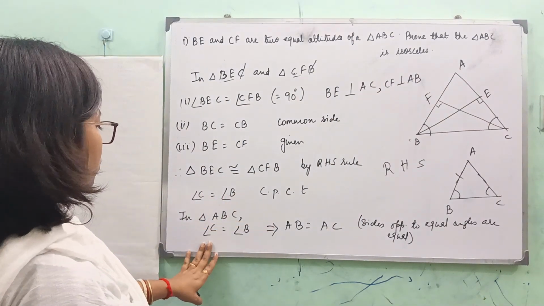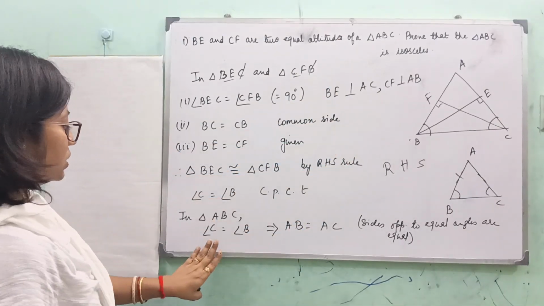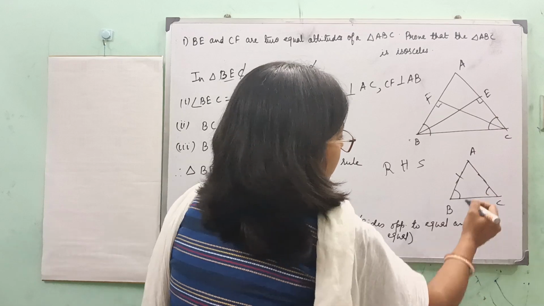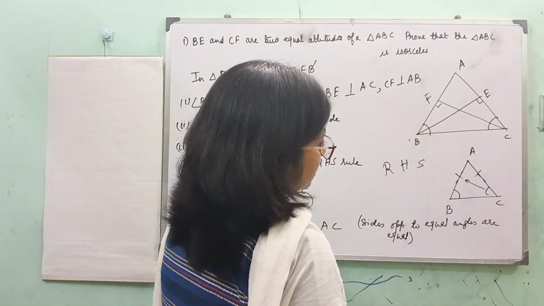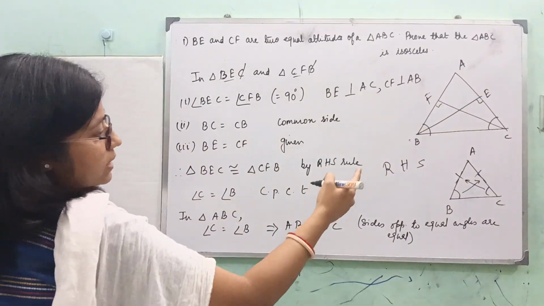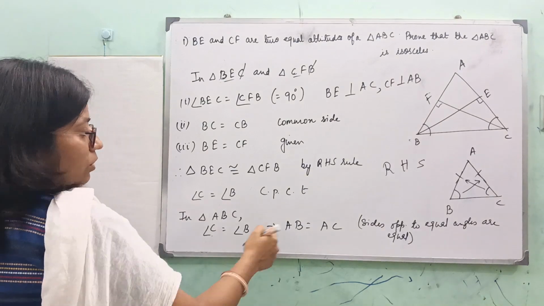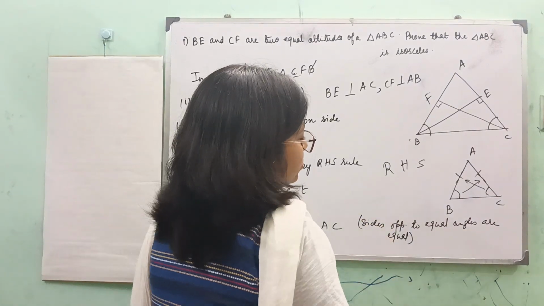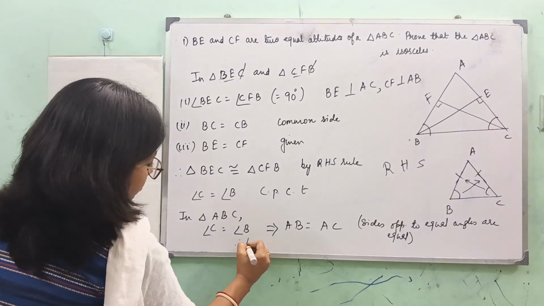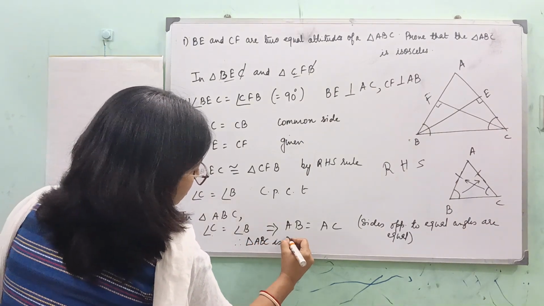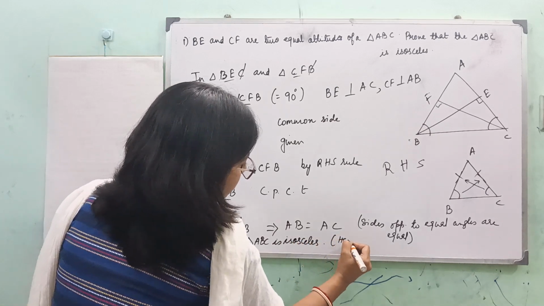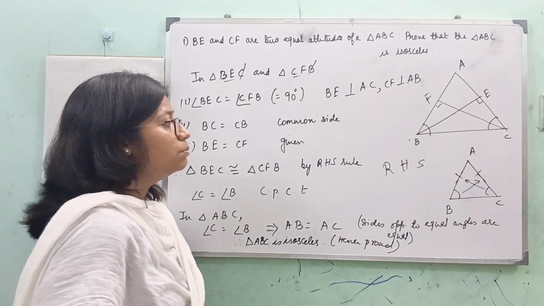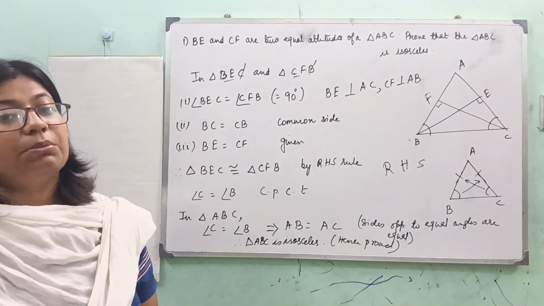This is with CPCT. Now taking the whole triangle in the picture, angle C equals angle B. For the whole triangle, what does it imply? It implies the sides opposite to equal angles. For this angle, this is the opposite side, and for this angle, this is the opposite side. So for angle C, AB is the opposite side, and AC is the opposite side of angle B. So these two are equal. What is the reason? Sides opposite to equal angles are equal. So therefore, triangle ABC is isosceles. Hence proved. So the sum is proved here with the RHS rule. I hope the sum is clear.